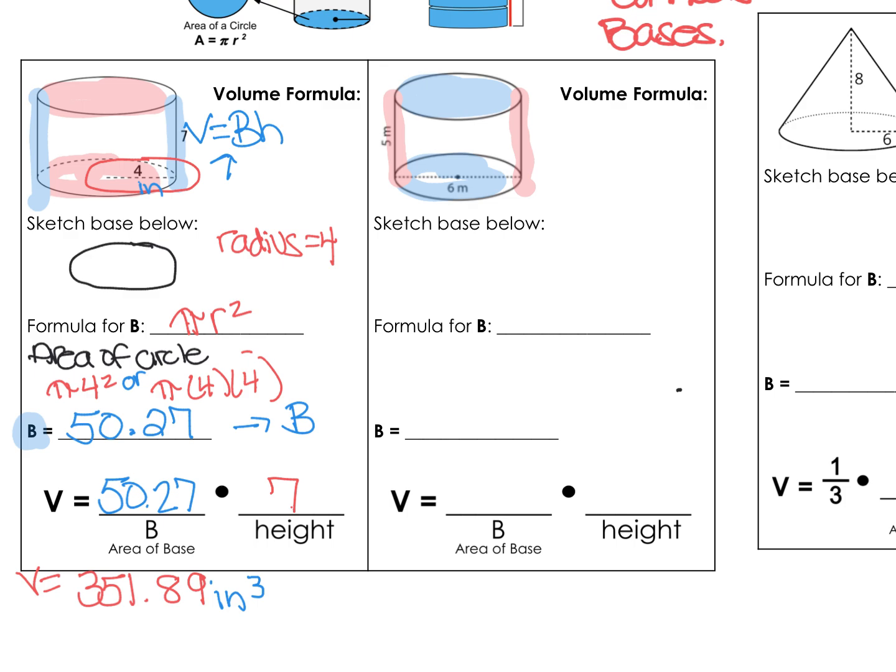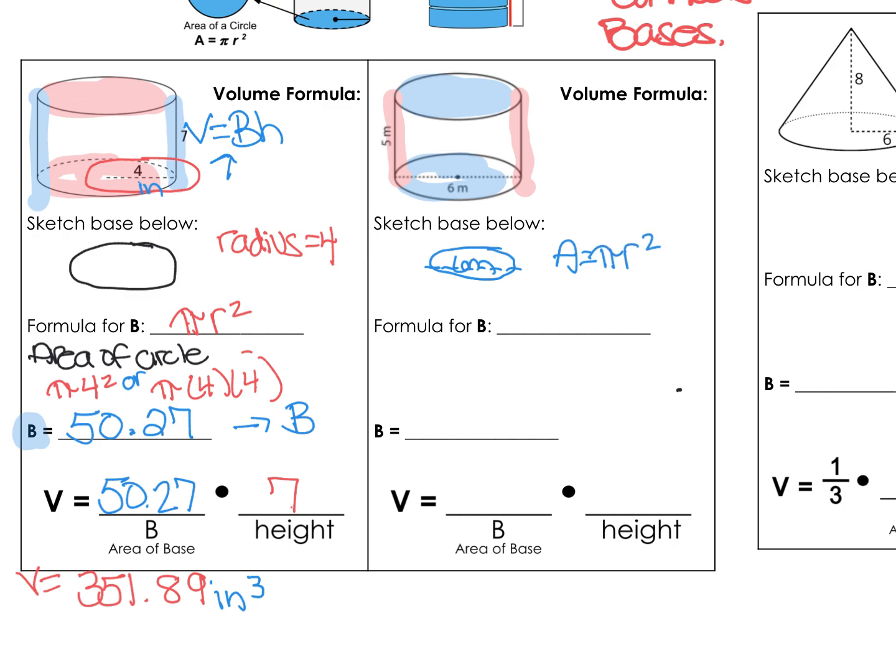So let's see, I'm going to sketch my bases here. And then I have 6 meters. Okay. So now, first, before we can plug this into our volume formula, we need to calculate the area of our base. Since our base is a circle, area is pi r squared.